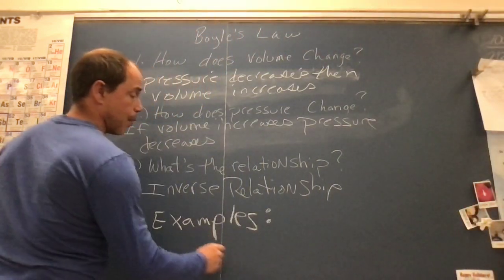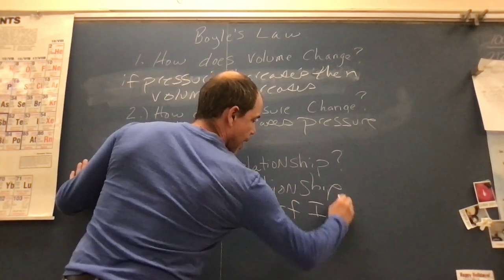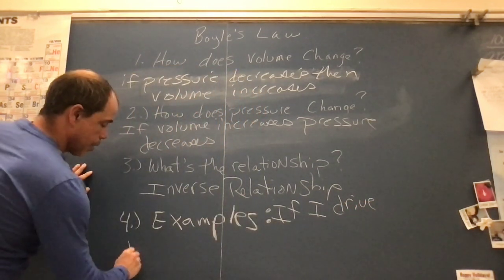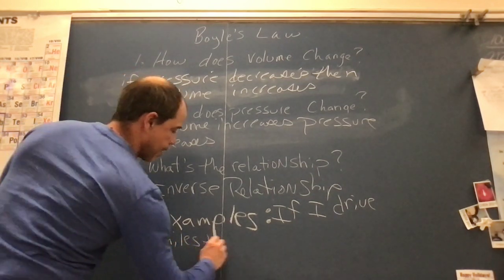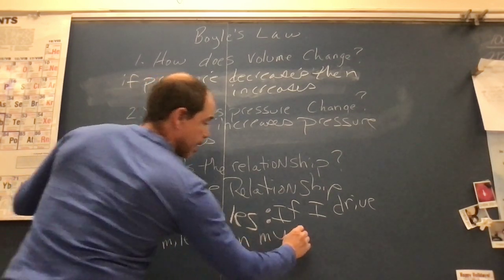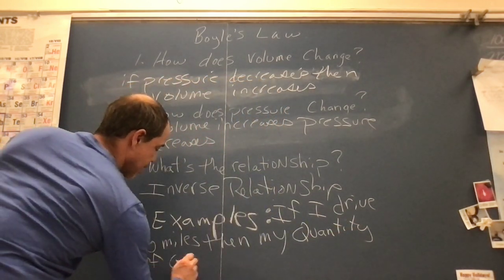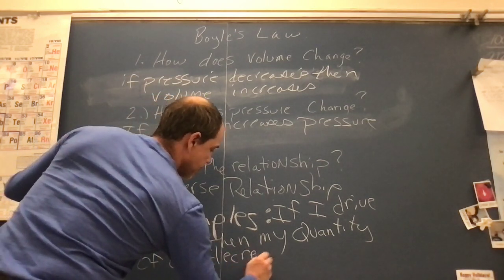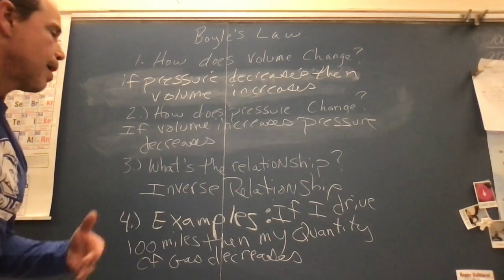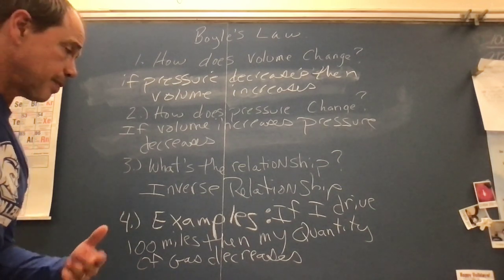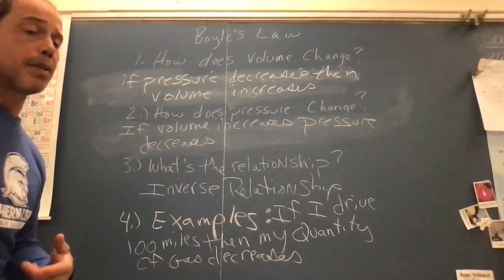So an example, if I drive 100 miles, then my quantity of gas decreases. So one goes up, the other goes down. Driving from 0 to 100 miles, assuming I started with a full tank of gas, then obviously I'm going to have less gas when I'm done that 100 miles than I did when I started. So if the miles went up, the gas went down. All right? So those are those pieces.